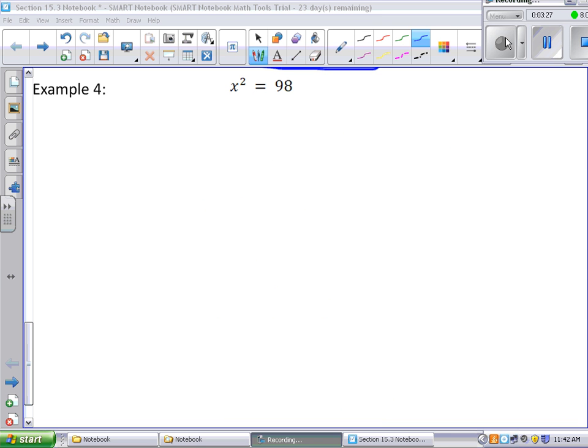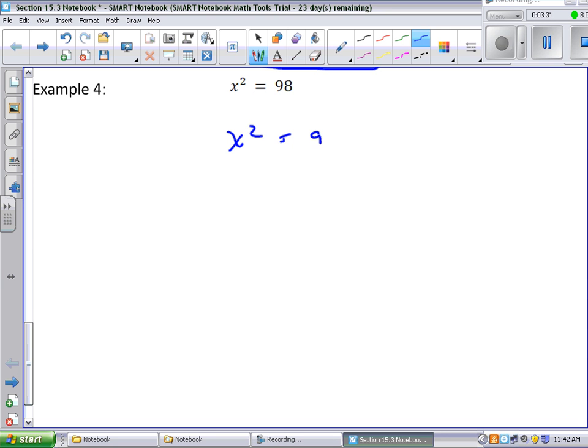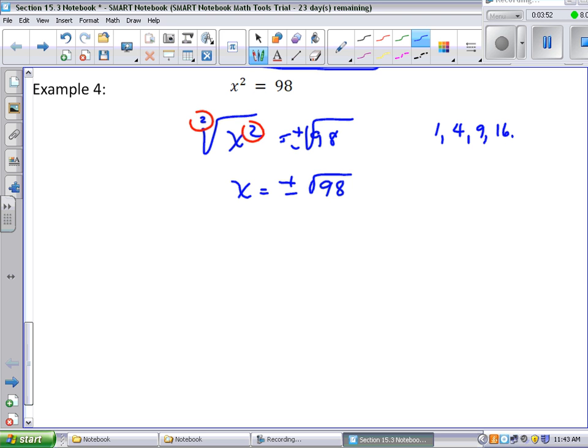x squared is equal to 98, so I will have, let's see, x squared is equal to 98. So when I take the square root of both sides, I'll have plus or minus the square root of 98. The square root of x squared becomes x equals plus or minus the square root of 98. Now I'm thinking of my perfect squares, 1, 4, 9, 16, 25, 36, 49. Okay, I think 49 will work.